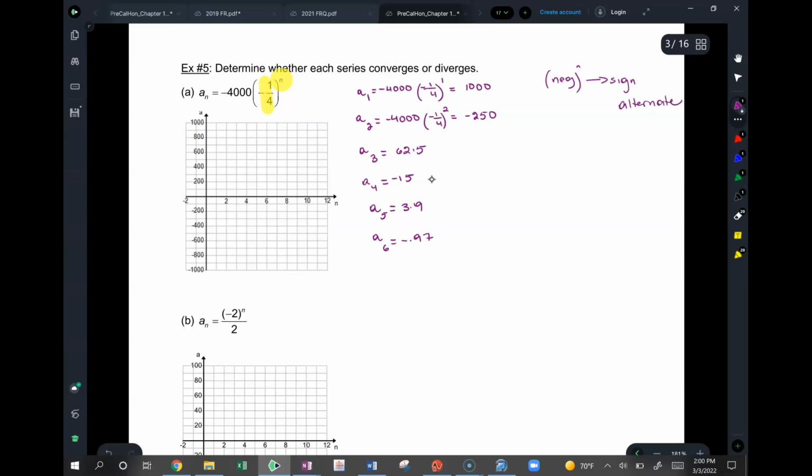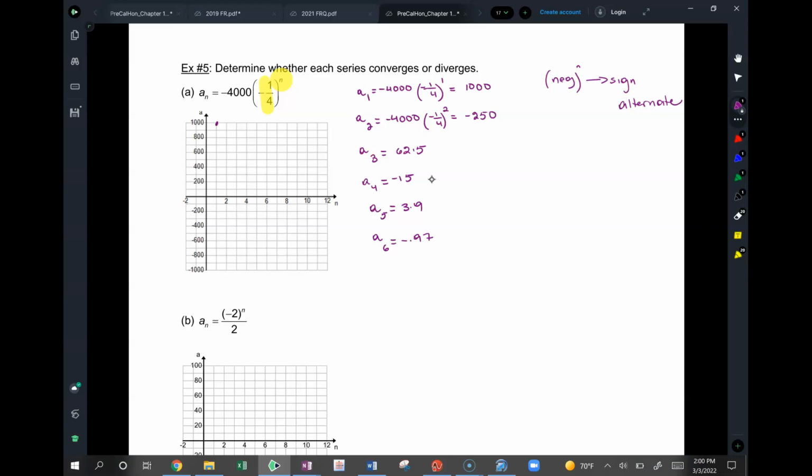Okay, so that's like an aside. Okay, let's graph these things and see where they're going to go. When n is 1, that's the horizontal axis. When n is 1, a_n is 1,000. So horizontal axis is 1, vertical 1,000.